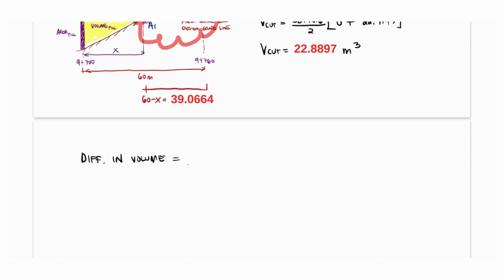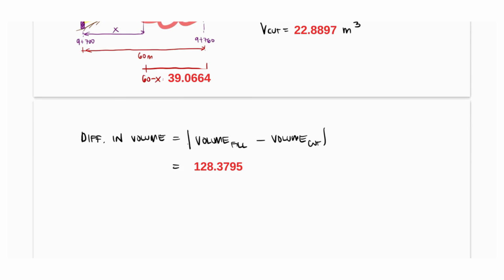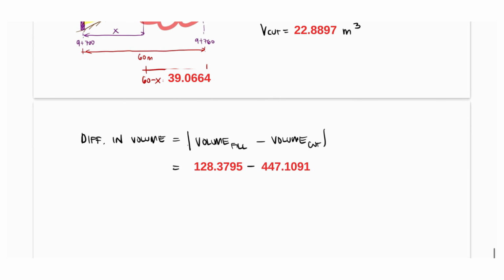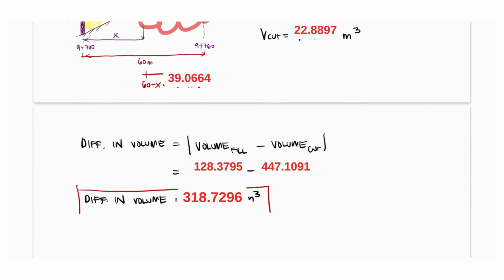Now, we can already determine the difference of volume cut and fill by substituting the values. Using the formula, which is the absolute value of the volume of fill, 128.3795, minus the volume of cut, 447.1091, is equal to 318.7296. Therefore, the answer for the third requirement, the difference of the volume of cut and fill, is 318.7296 cubic meters. And that completes our solution.